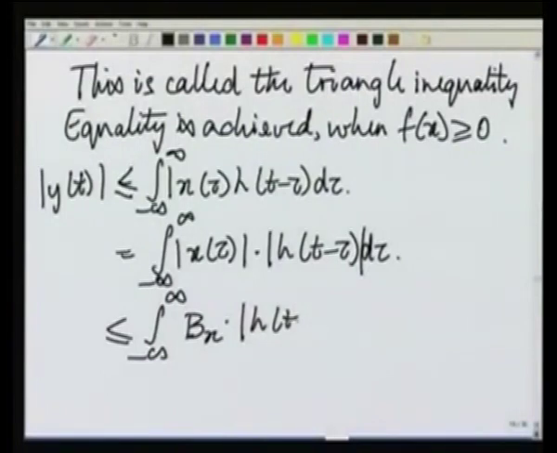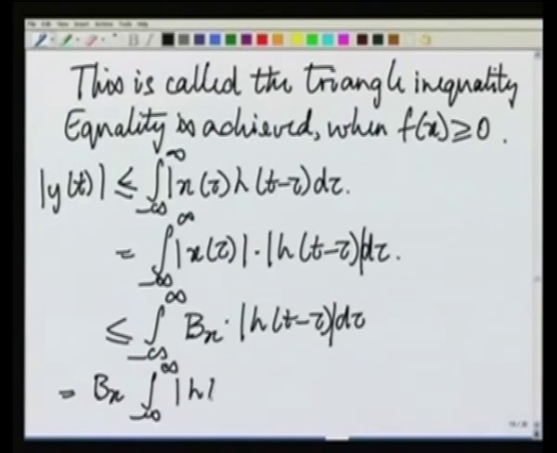So, we have the integral of the absolute value of h(t minus tau) d tau. Now, this is equal to Bx times the integral of |h(t minus tau)| d tau. Bx could be taken out because we have replaced the function of tau, that was x(tau), by the constant Bx. Bx is constant with respect to tau, so it has been taken out.